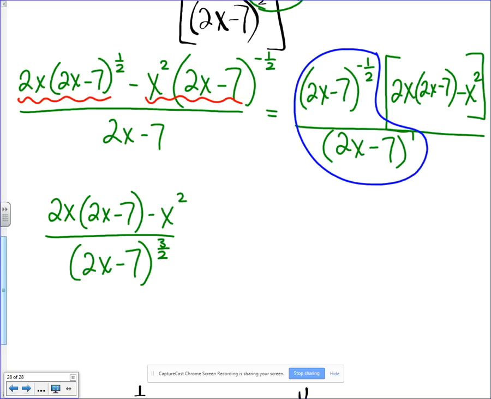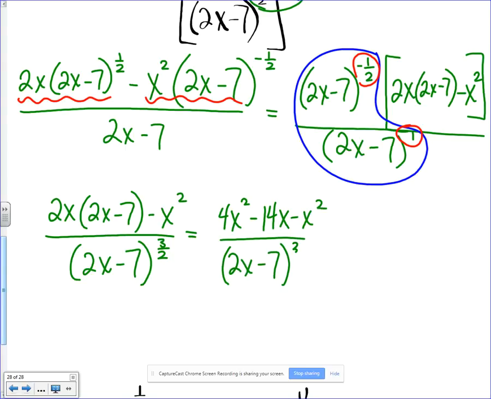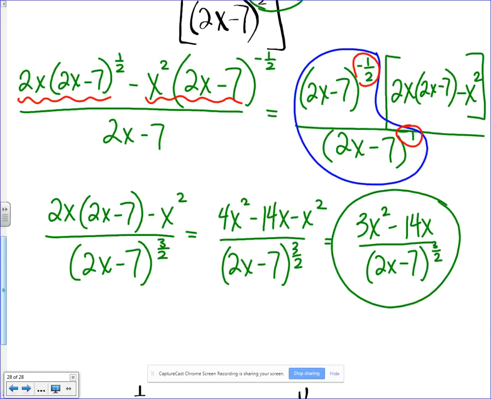Again, remember, because I subtracted these two, I got negative 1.5, which is the same as negative 3/2. And if it's negative, it needs to go to the bottom. Now all that's left to do is to distribute and combine my like terms. And remember, I have told you not to rationalize the denominator, so that would be your final answer.